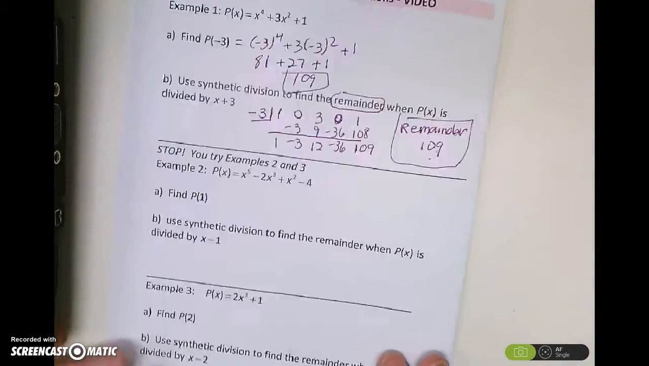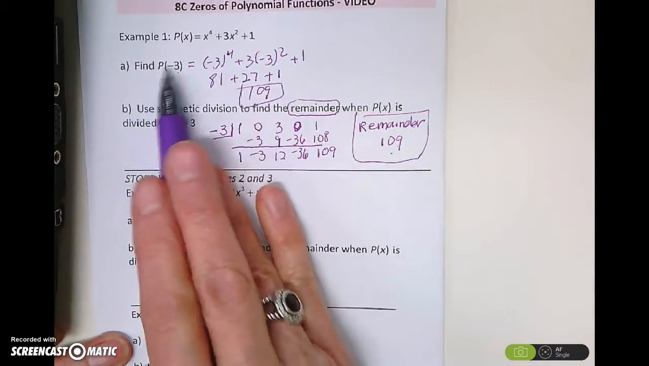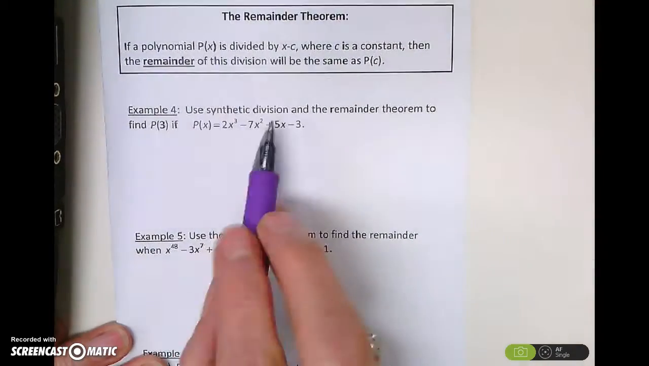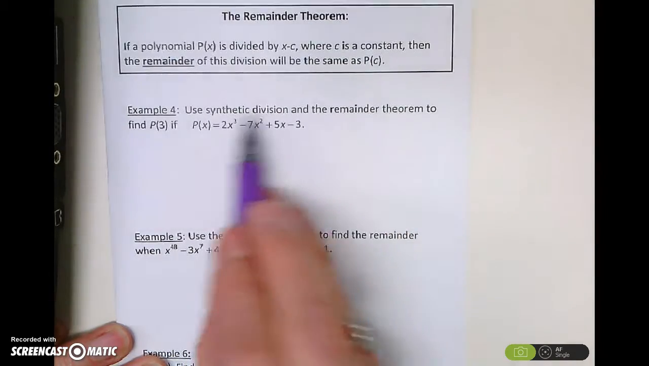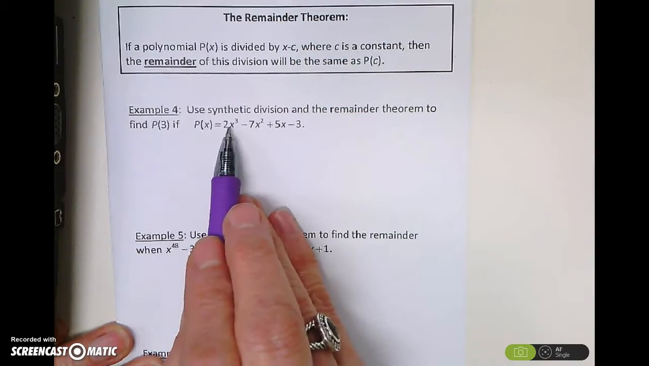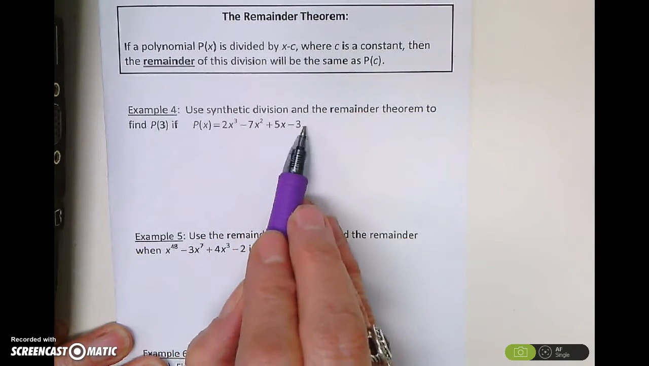Now, you may have noticed over here, it's much easier to do synthetic division than it is to plug it in and raise it to the powers. So sometimes synthetic division will be the way you'd like to go. So this says use synthetic division and the remainder theorem to find p of 3 if p of x is equal to 2x to the third minus 7x squared plus 5x minus 3.